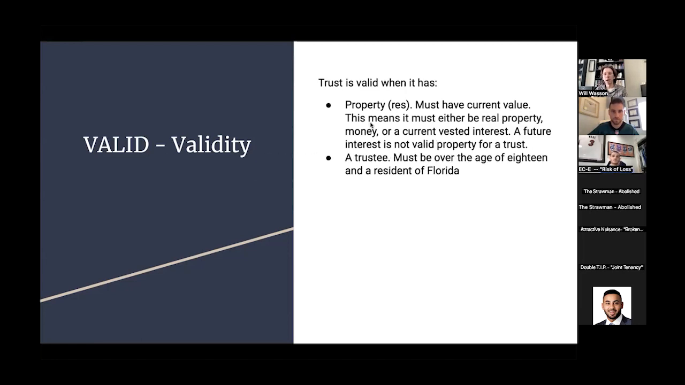And they'll try to do that all the time. They won't say future interest, but they'll say, Chrissy is named in her uncle's will. Can Chrissy put that property that she's going to get in her uncle's will in a trust? No, she cannot, because she doesn't have a current vested interest in it.